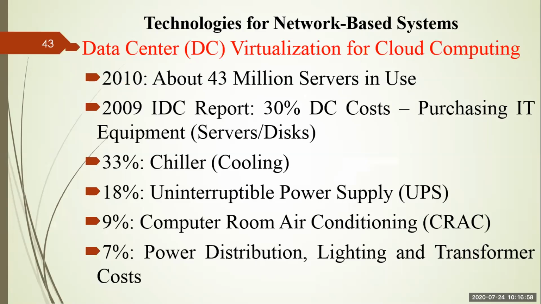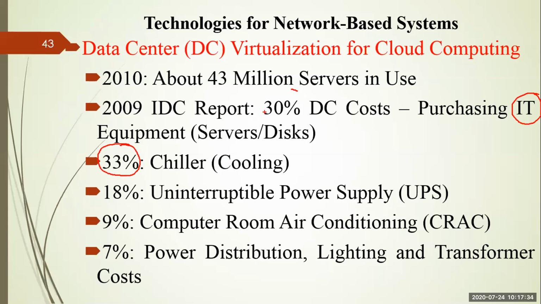For example, whatever data centers Google has, that is not sufficient. So Google will purchase more data centers, right? Whatever money you spend towards a data center, 30% of the cost is spent towards purchasing the computers, the servers, the network components, like that. And 33% is responsible for cooling the environment.